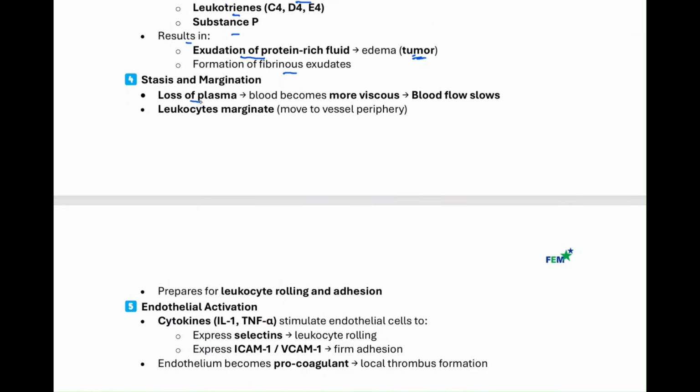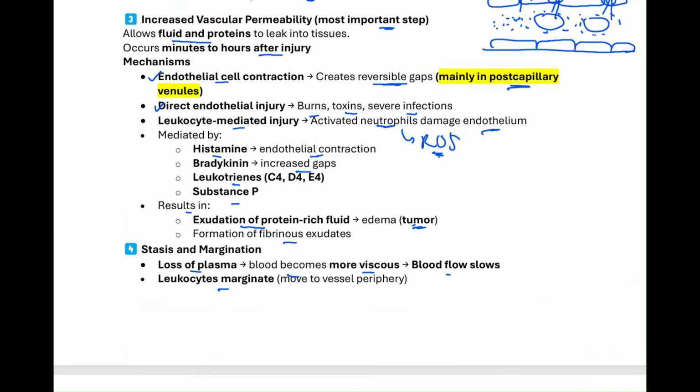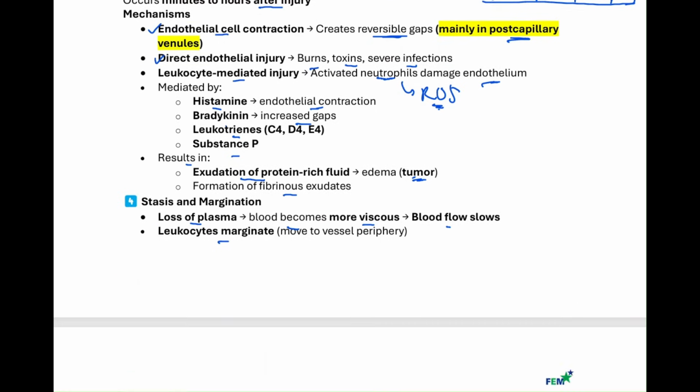So with loss of plasma, the blood becomes more viscous, and that allows the blood to slow down. So blood flow slows down, and that allows the leukocytes to move to the wall of the blood vessel, which is what we call margination. So those leukocytes now are going to be able to move towards what? The wall of those blood vessels, and that's what we call margination.